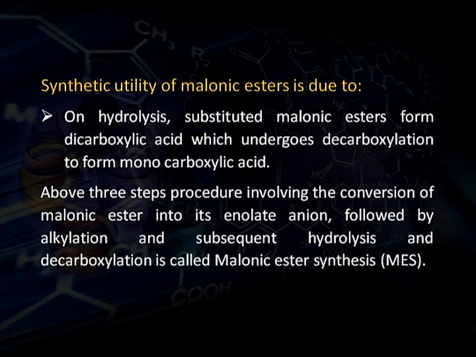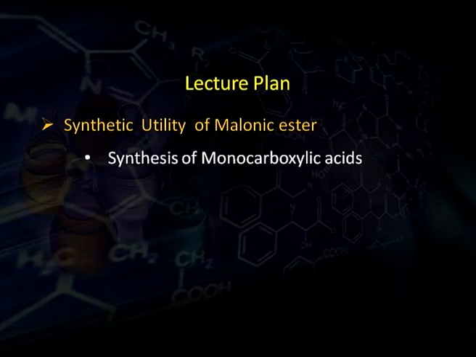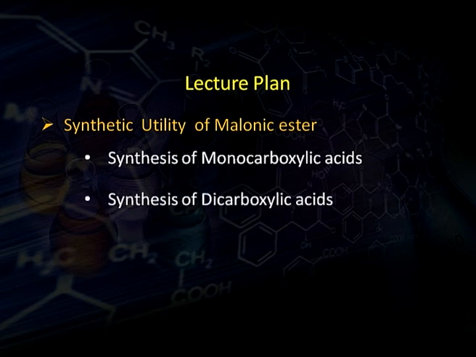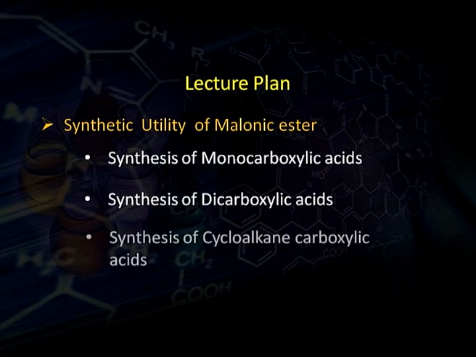The three-step procedure involving the conversion of malonic ester into its enolate anion, followed by alkylation and subsequent hydrolysis and decarboxylation is called malonic ester synthesis. Malonic ester synthesis is used for the synthesis of monocarboxylic acids, synthesis of dicarboxylic acids and synthesis of cycloalkane carboxylic acids. Now, we will study the first topic, synthesis of monocarboxylic acid.